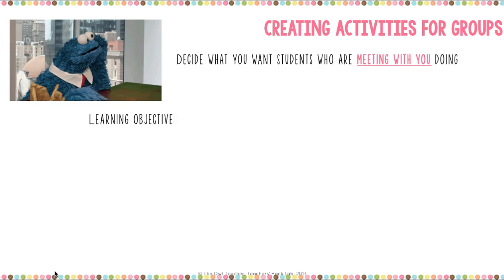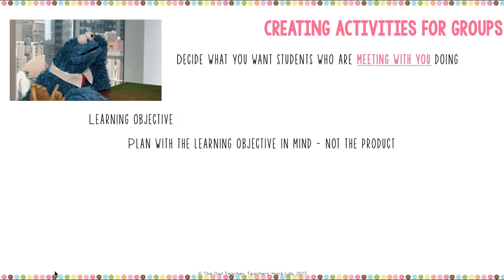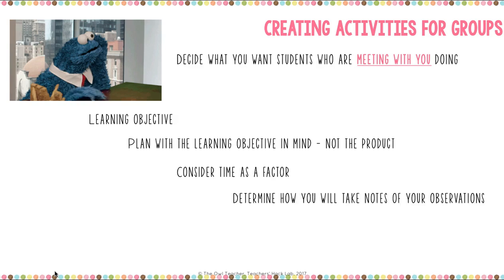You definitely don't want the student sitting there waiting while you work one-on-one with another student in the group. You want to plan with the learning objective in mind, not the product, so exactly like the other groups. Again, it must be relevant and it must be valuable. Consider time as a factor, and then determine how you will take notes for your observations. Because when you meet in groups, this is your opportunity to assess, even if it's informally, so that you can relate this information for your child study meetings and also to parents during parent-teacher conferences.